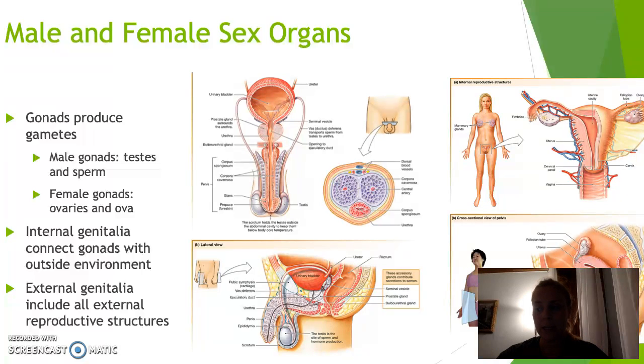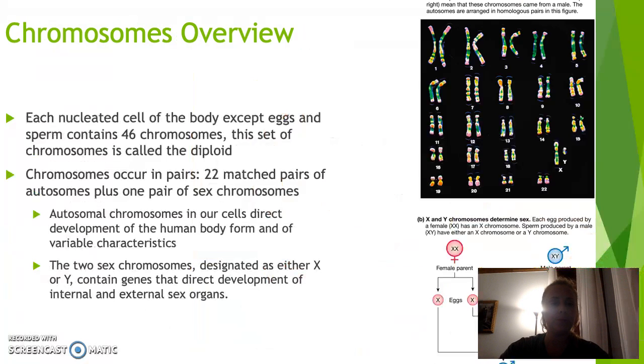The internal genitalia consist of accessory glands and ducts that connect the gonads with the outside environment. And the external genitalia include all external reproductive structures.